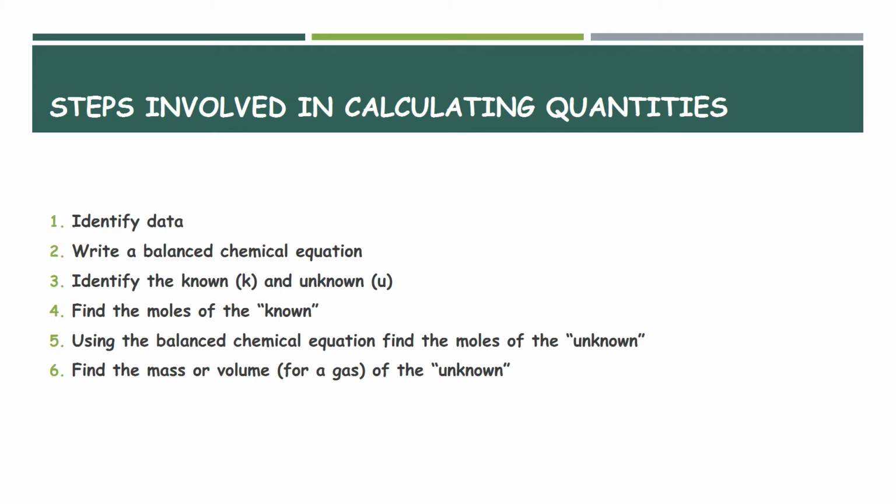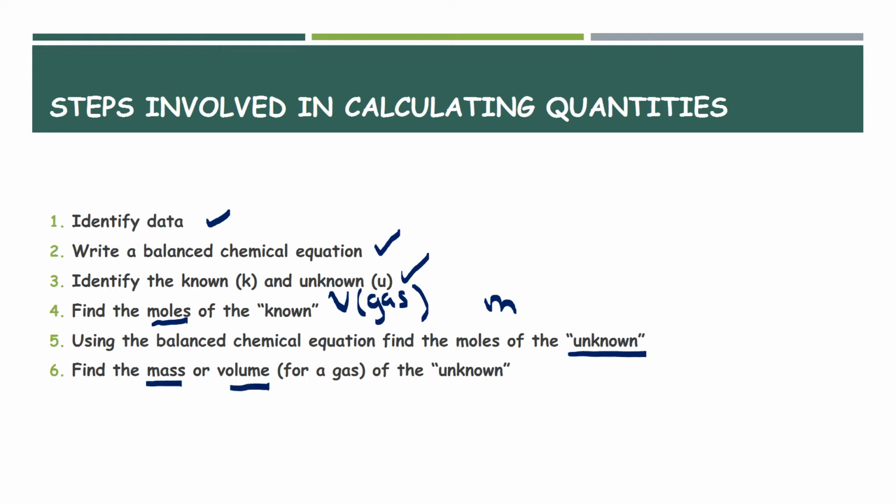We'll start by identifying our data. We'll write a balanced equation. Then we'll look at our known or our unknown. In this case, our known could be a volume of a gas, which we might have to convert to a mole, or it could be a mass. Either way, we should be able to find a mole. Then we'll use our balanced chemical equation to find the unknown. And finally, depending on what the question asks, we either find a mass of the unknown or we find a volume of the unknown.